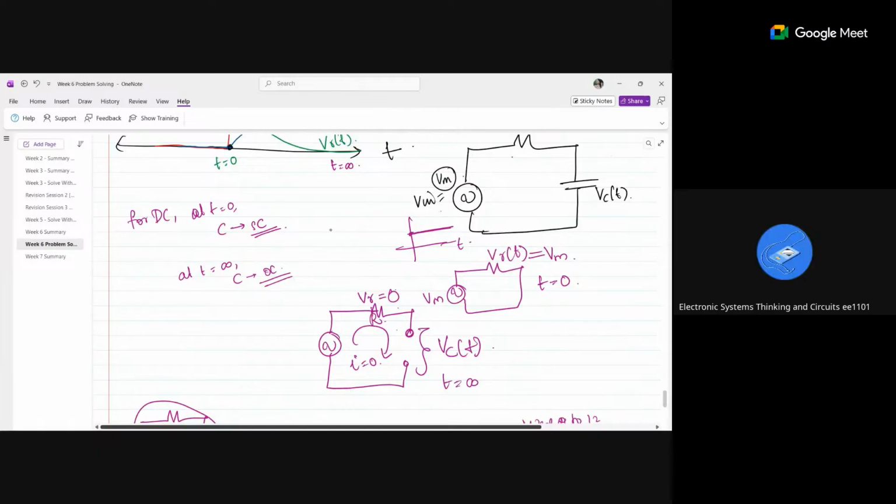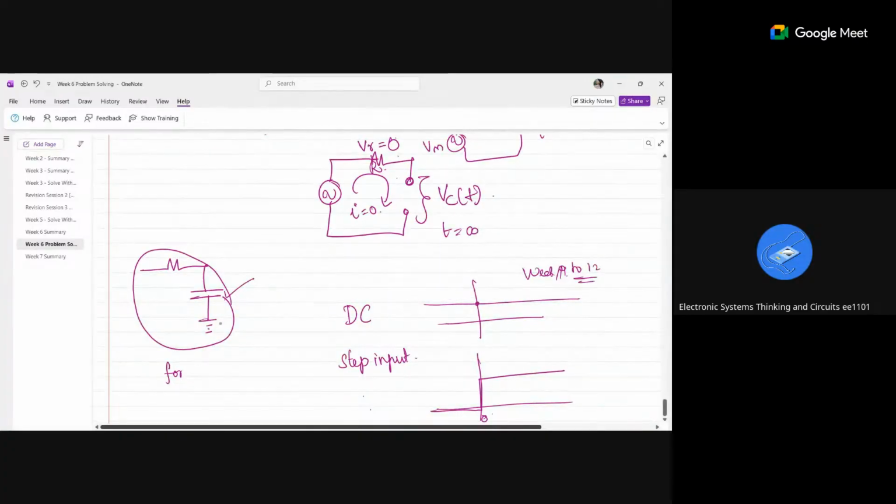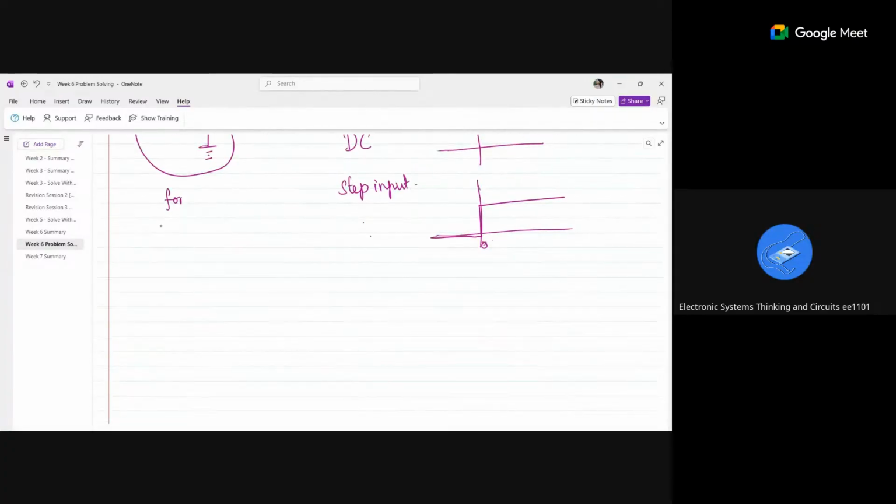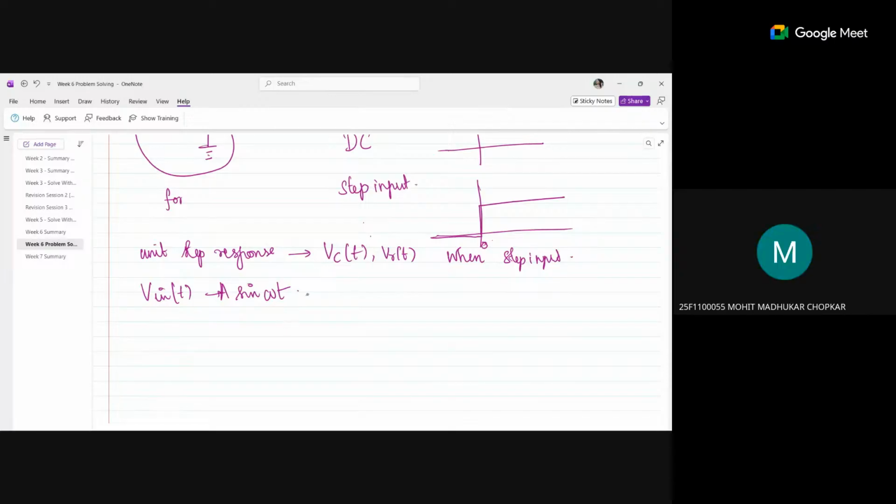AC V in. Yes, so in this week 6, we saw about the unit step response, right? Yes, ma'am. So basically, we found out VC of t, and we also found VR of t, when a step input is given. In the next week, you will see the same circuit, but my input will be a sine wave, sine omega t. Now we will be deriving the equation with the sine wave. Okay, got it, ma'am.